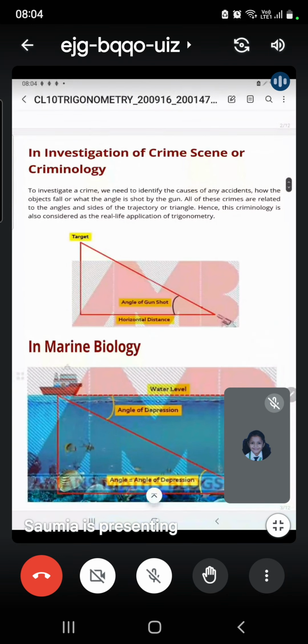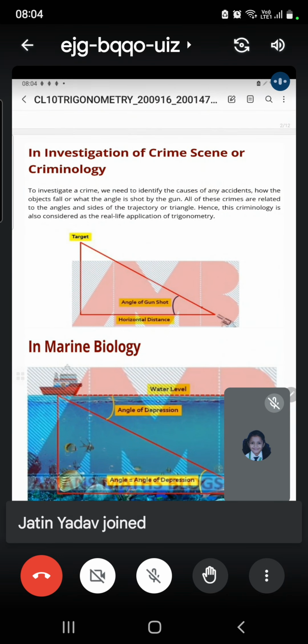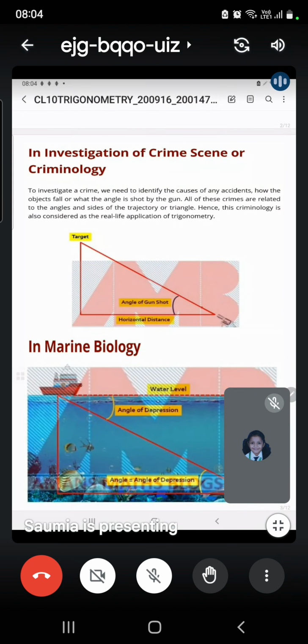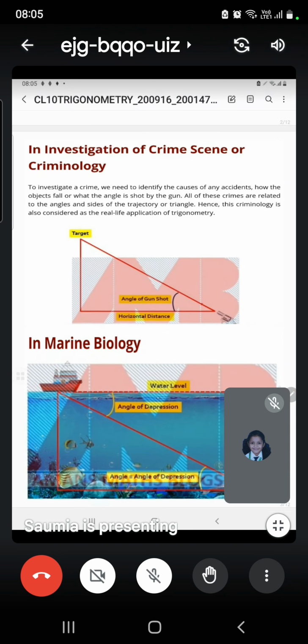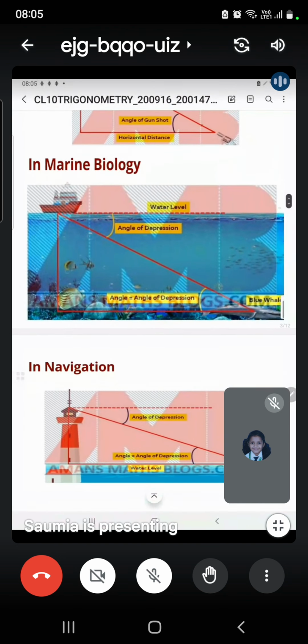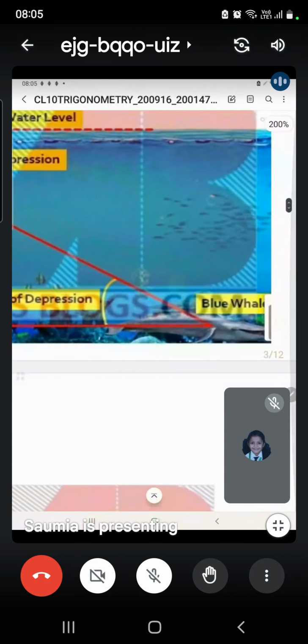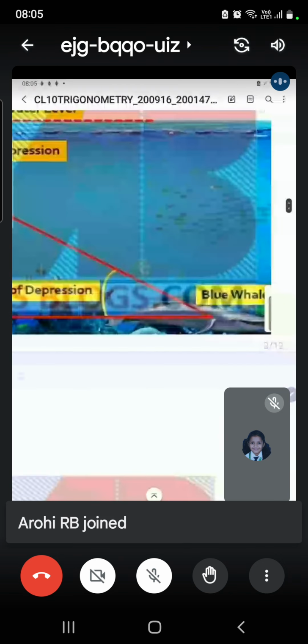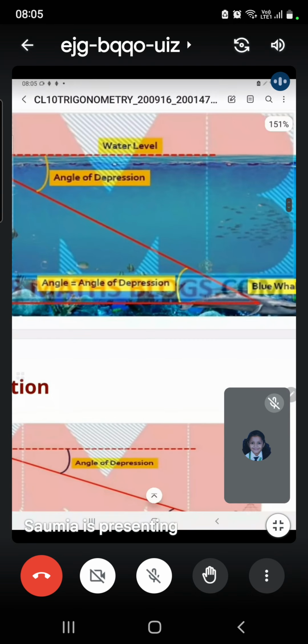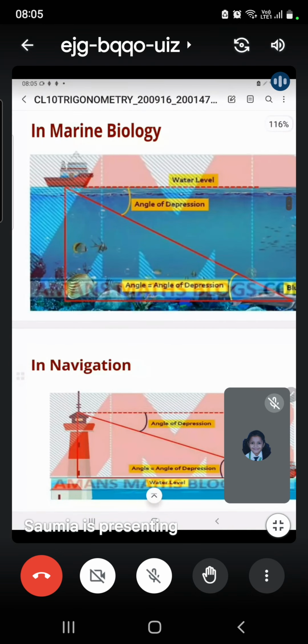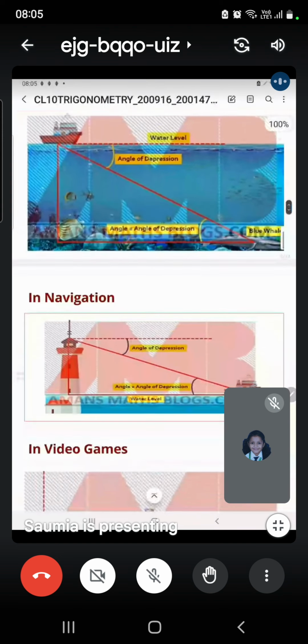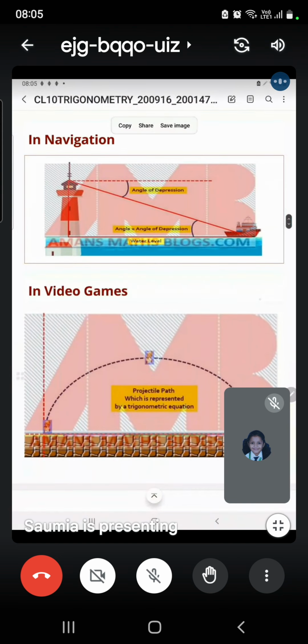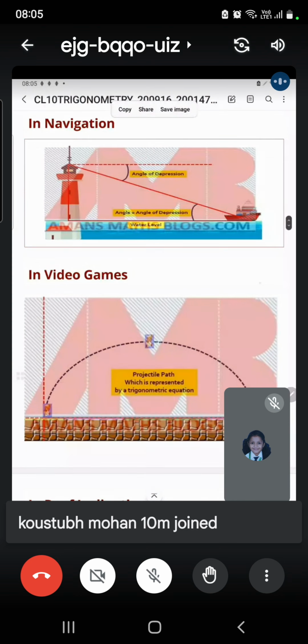Investigation of crime scenes. You can see the figure there: angle of the gunshot, the target. So that is trigonometry application in crime scenes. Also, you can see marine biology, locating where the blue whale could be is a lot about trigonometry. Navigation, how the ships get lost. You can see the lighthouse there.